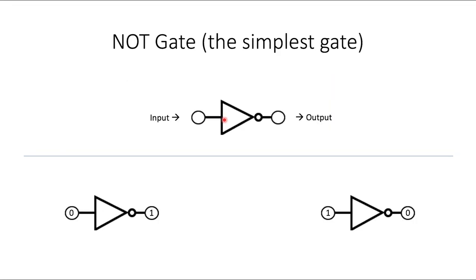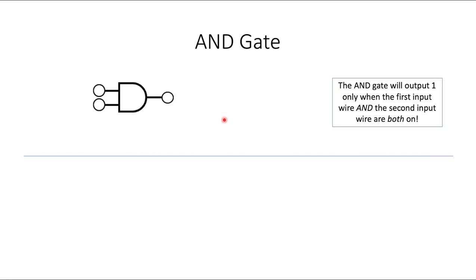Okay, so this is the simplest gate. Let's go on to maybe the second simplest gate. This is called the AND gate. So the slogan is that the AND gate will output 1 only when the first input wire and the second input wire are both on.